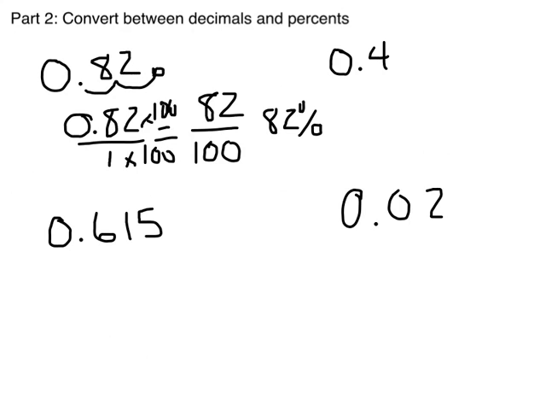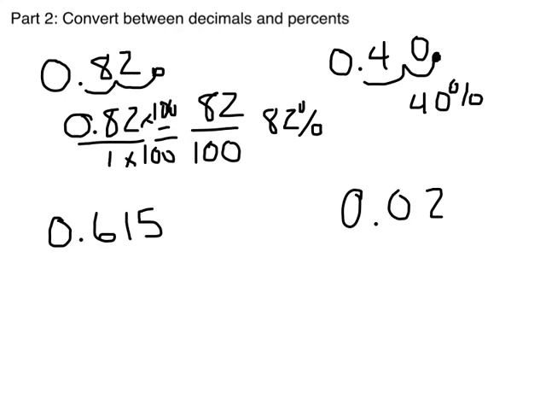Convert 4/10 to a percent. Well, again, I can multiply times 100 over 100 to create an equivalent fraction that will turn it into a percent, or move the decimal 2 times to the right. So once, twice. The 4 is now in the tens place. That is 40 over 100, or 40%.